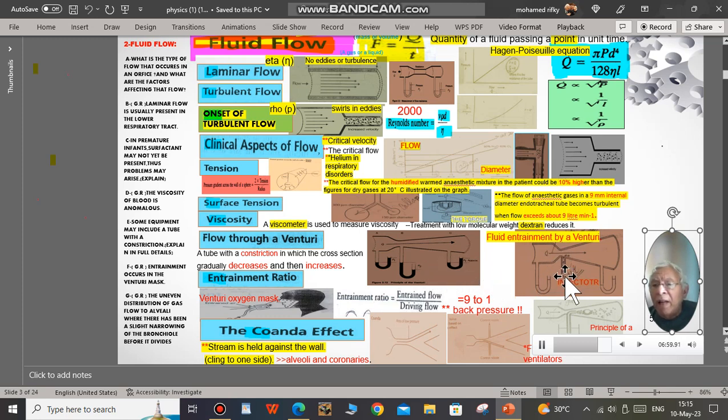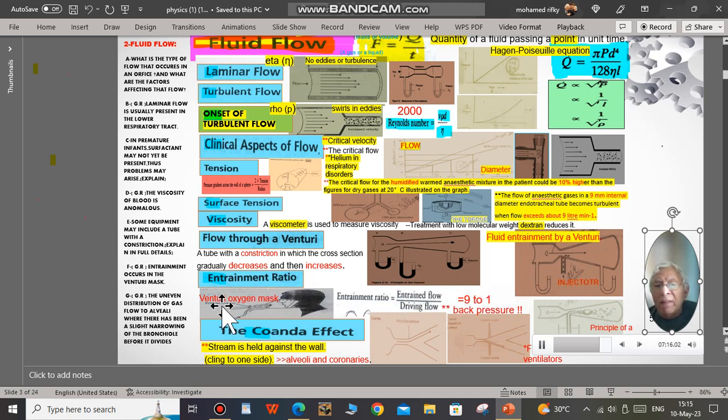If we attach a tube to this narrow part where the pressure is decreased, we can cause what we call entrainment, and we can use it as a suction system. On the other hand, we can use it as in the Venturi mask.